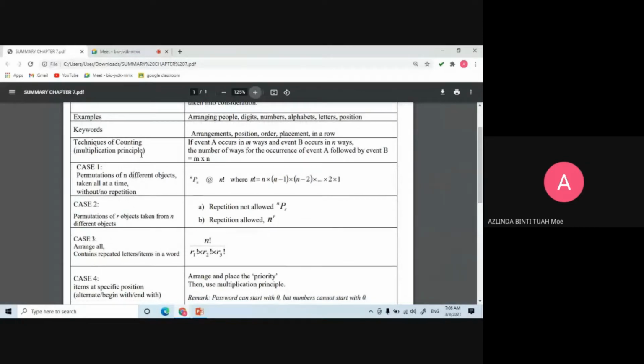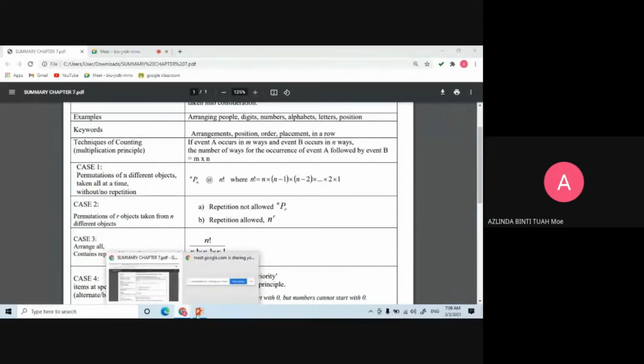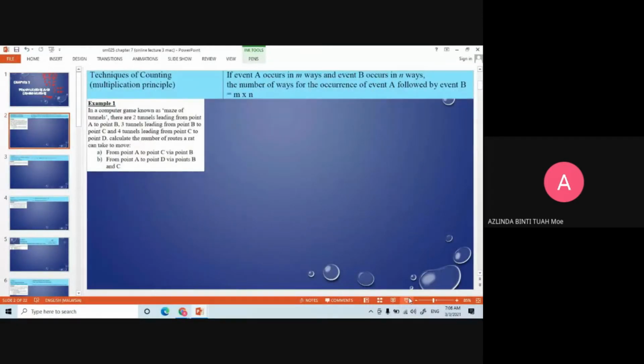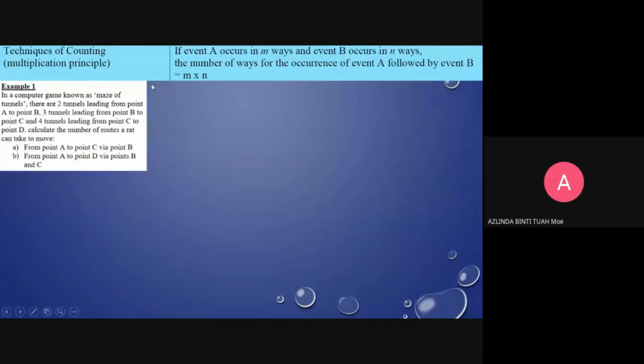Okay, technique of counting. Ini dah start nak jawab soalan. Or some people call it as multiplication principle. If event A occurs in M ways and event B occurs in N ways, the number of ways for the occurrence of event A followed by event B is equal to M times N.